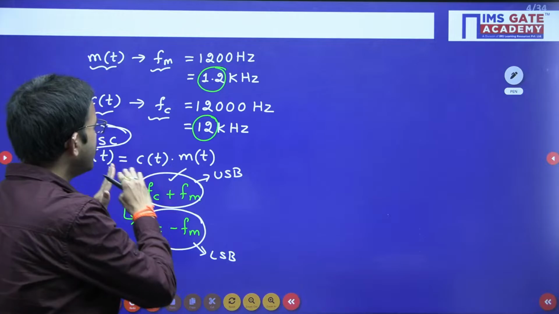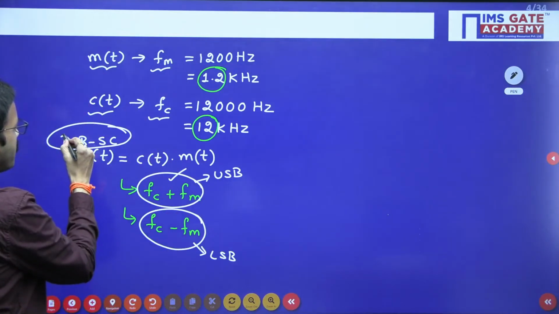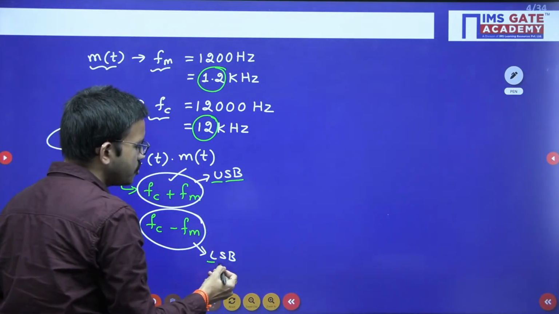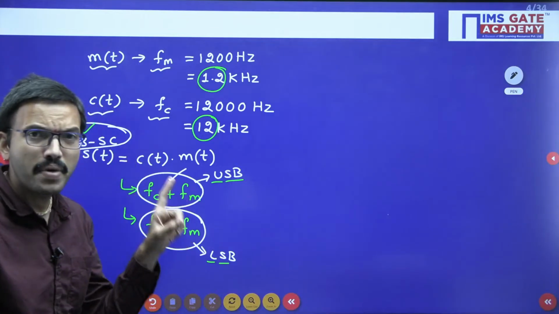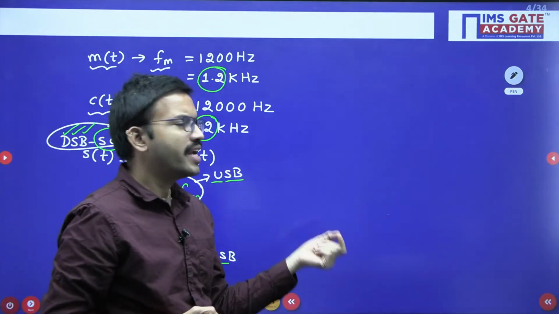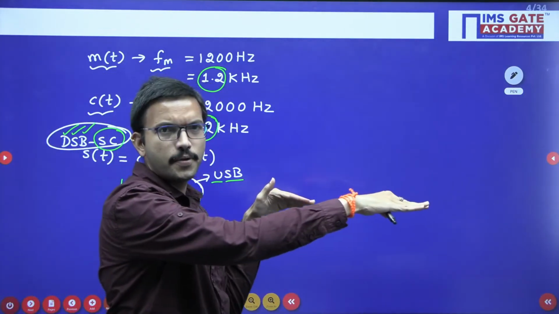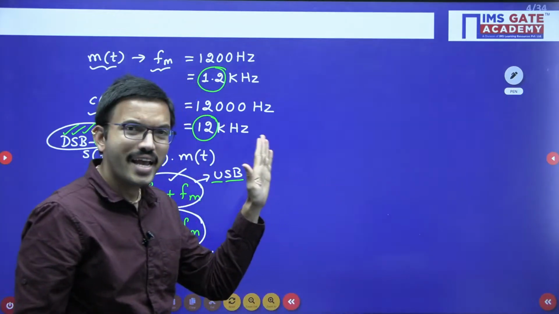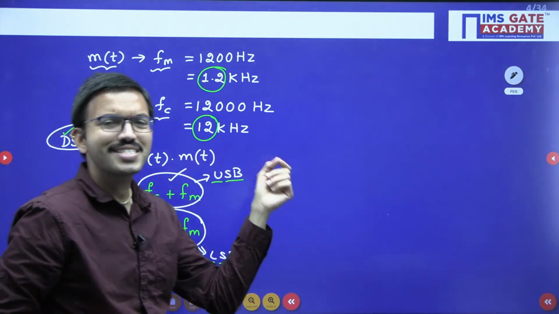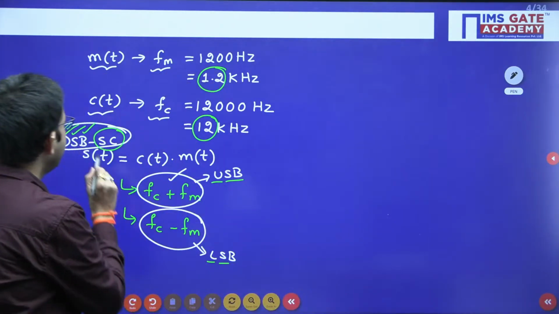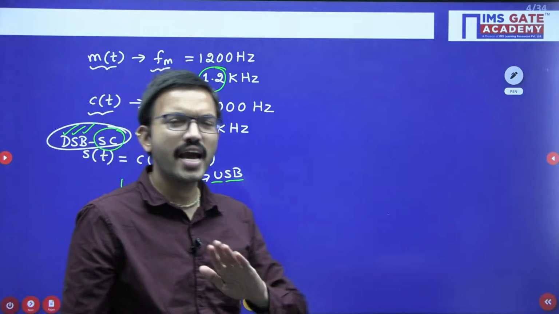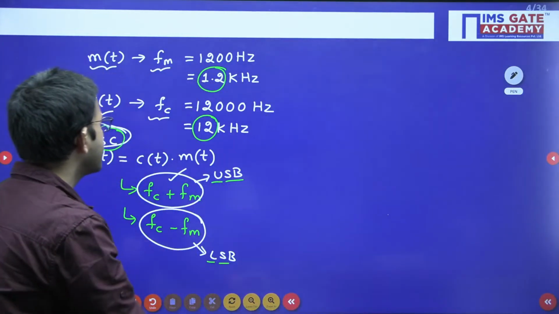So in the DSB-SC signal, you have double sideband. That means you have the upper sideband and the lower sideband, but there is no carrier frequency component. When you draw the spectrum on the frequency axis, at the carrier frequency, which in this example is 12 kHz, the signal strength is 0. That is the reason the name of this modulation is double sideband suppressed carrier. The carrier is completely suppressed. I hope it is clear for everyone.